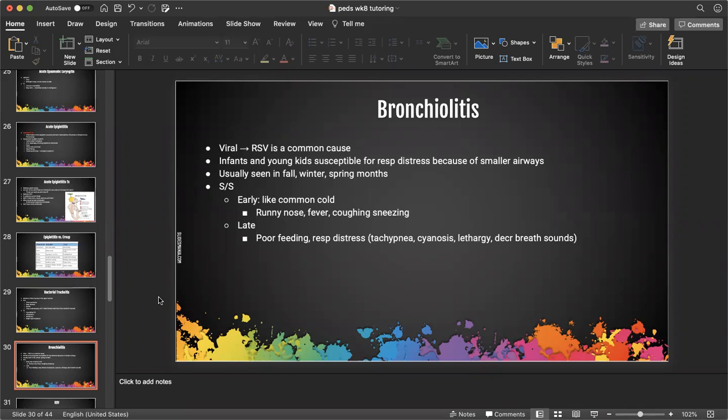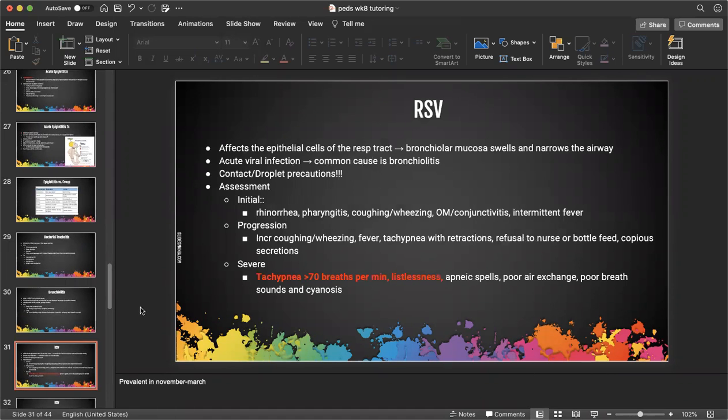Some signs and symptoms, the early ones, will be like a common cold, so runny nose, fever, coughing, sneezing, things like that. Then late, they'll have poor feeding and the respiratory distress symptoms, so tachypnea, cyanosis, lethargy, and decreased breath sounds. Make sure you know the difference between early symptoms and late. RSV affects the epithelial cells of the respiratory tract, so the bronchiolar mucosa swells and narrows the airway. It's an acute viral infection, and the common cause of bronchiolitis is RSV.